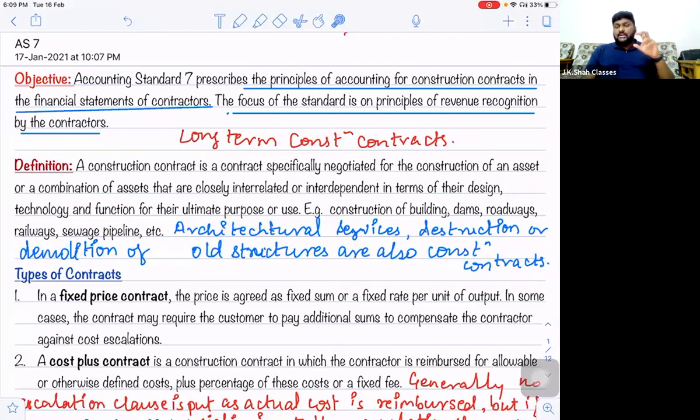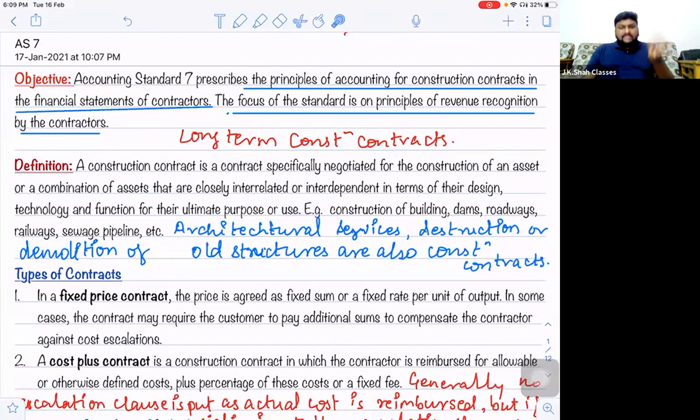So when you enter into a contract for constructing such types of assets, which can be a single asset or a group of assets, or a combination of certain assets, it can be called a construction contract. But sir, construction contracts will also include architectural services. Means those service contracts which are directly related to your construction activity will also be treated as what? A construction contract. The best example is architectural services.